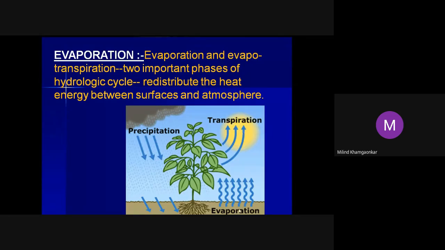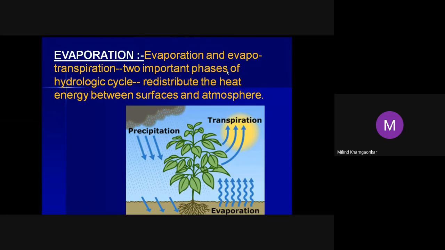So evaporation is the transfer of water from liquid state to gaseous state, either through the soil or through the water body, and the combination of evaporation and transpiration is called evapotranspiration. As evapotranspiration constitutes a lot of the loss of water from the precipitation, it is to be considered very important. I will tell you later on about my own experiences.